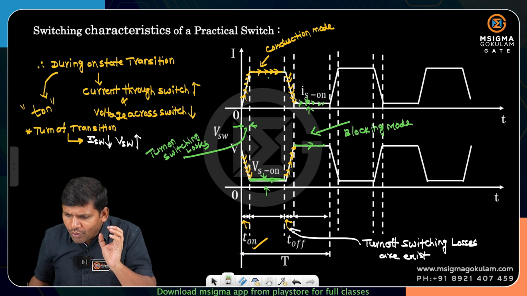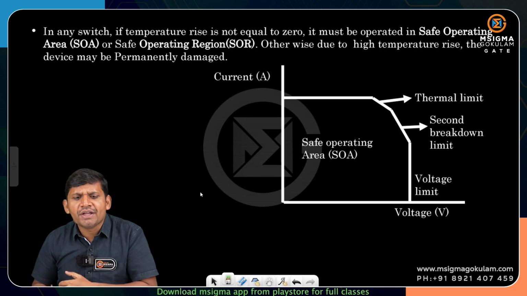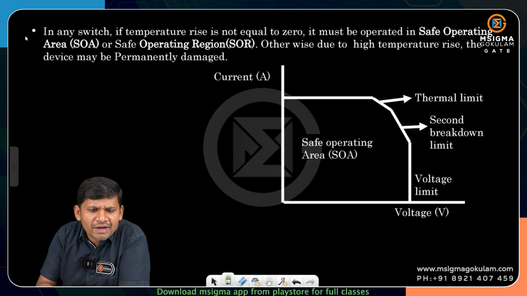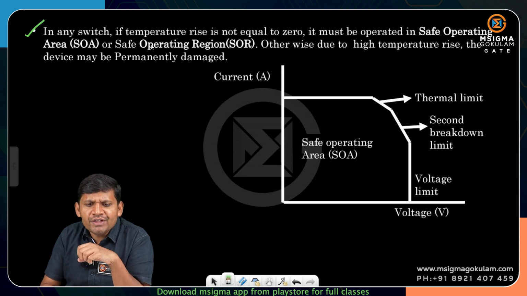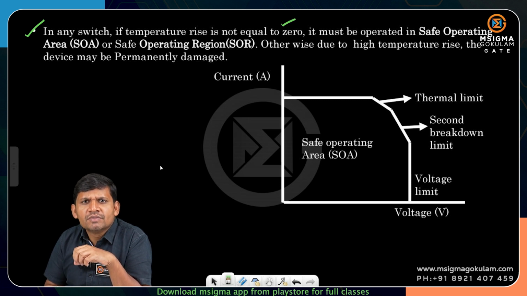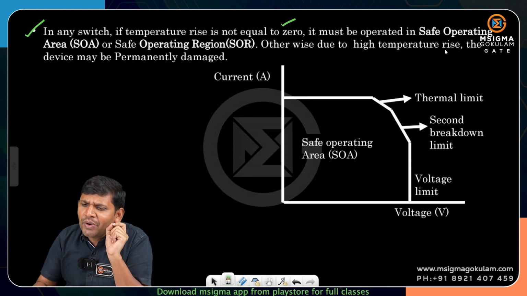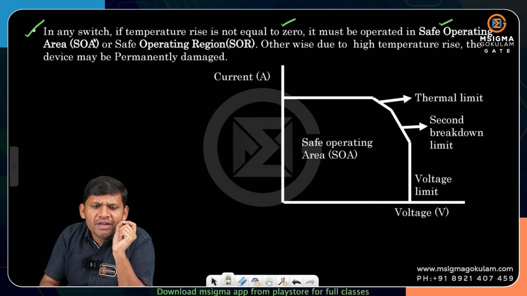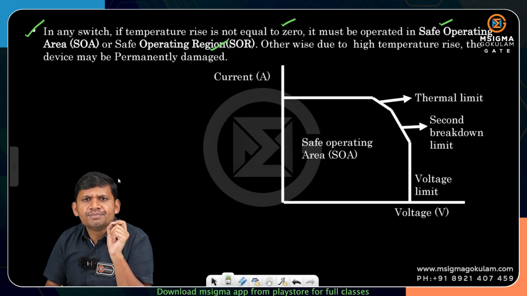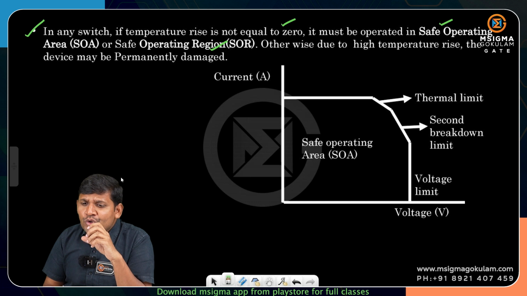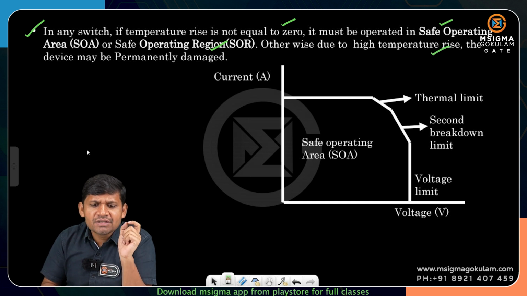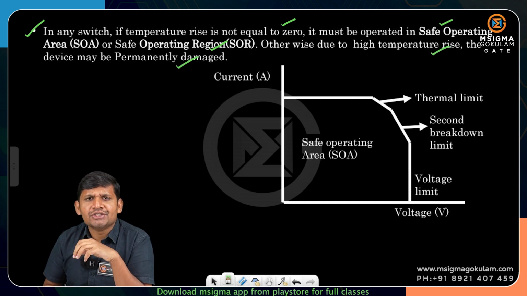Now you see what is the safe operating area or safe operating region. This statement I have already given, students. If, during the operation of any switch, the temperature rise is not equal to 0, it must be operated in the safe operating area or safe operating region. Otherwise, due to high temperature rise, the device may be permanently damaged.